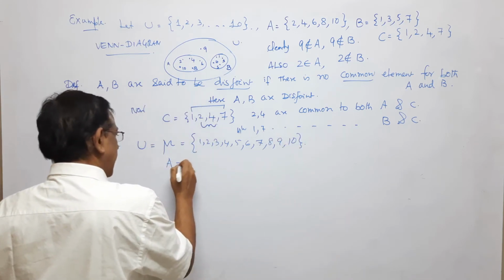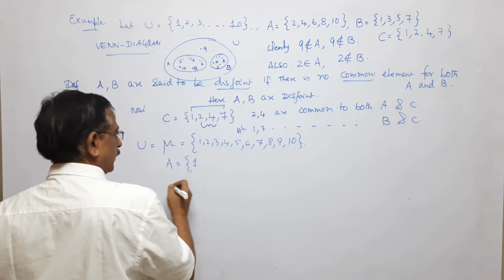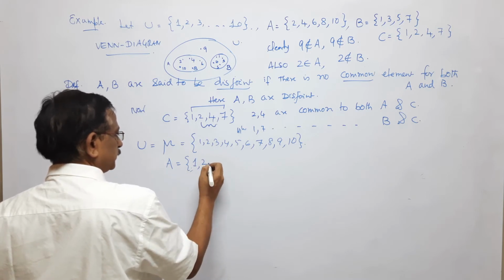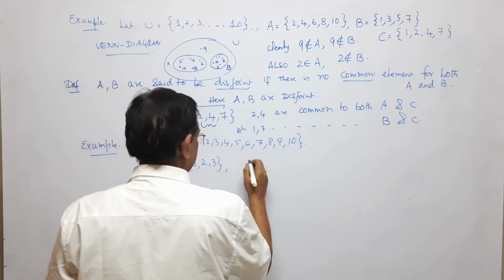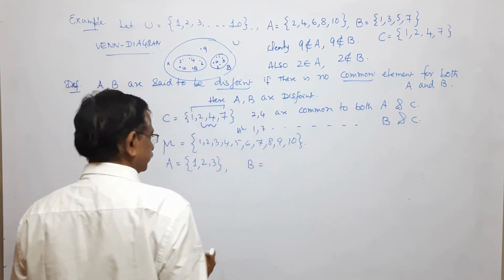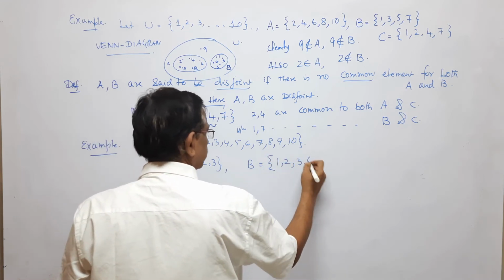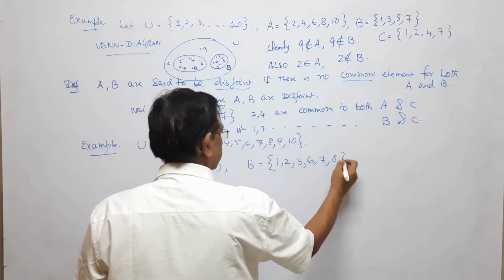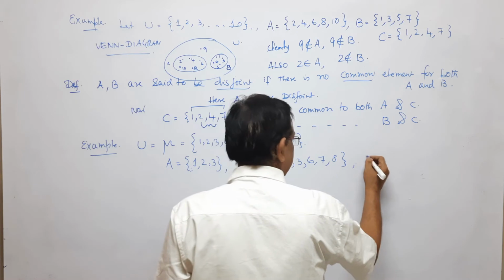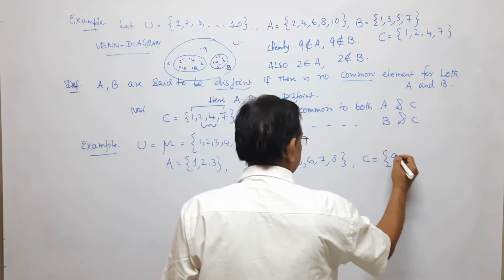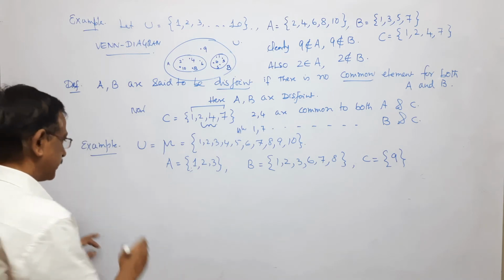Let us write A as {1, 2, 3}. Let us write B as {1, 2, 3, 6, 7, 8}. Let us write C as {9}. Let us observe the following.